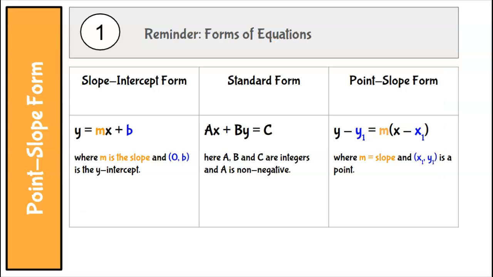Just a quick reminder, here are the 3 forms of linear equations that are standardized. The first one is slope-intercept form, the second one is standard form, and the third one, which is the focus of today's lesson, is point-slope form. y minus y sub 1 equals m parentheses x minus x1, where m is the slope of the line, and x sub 1, y sub 1 is a point. Those subscripts are not mathematically relevant. It's not like they're an exponent or something that you're going to do.